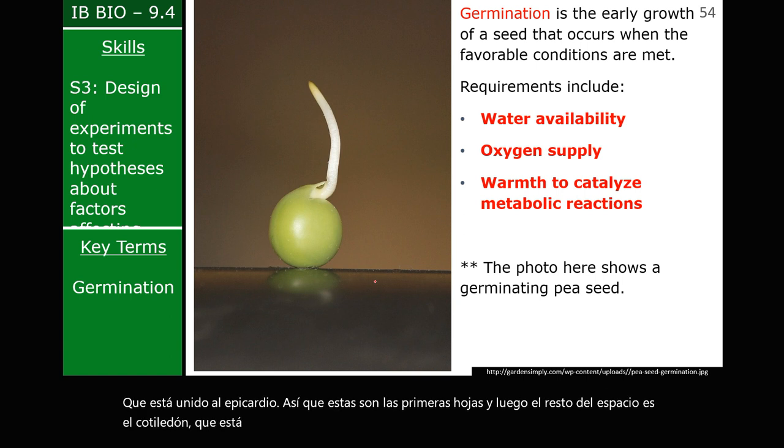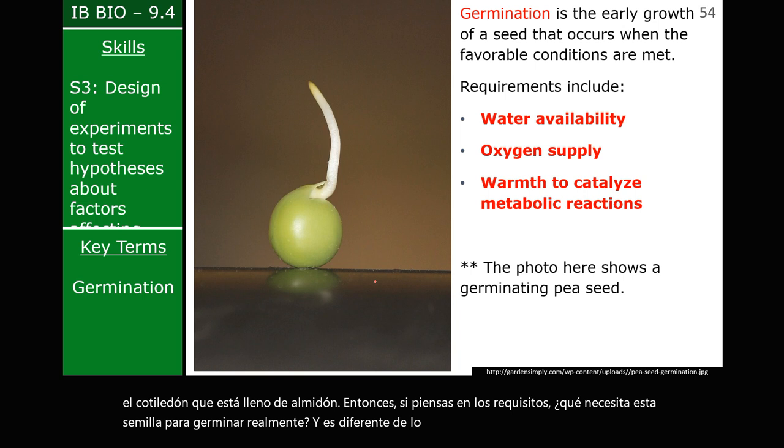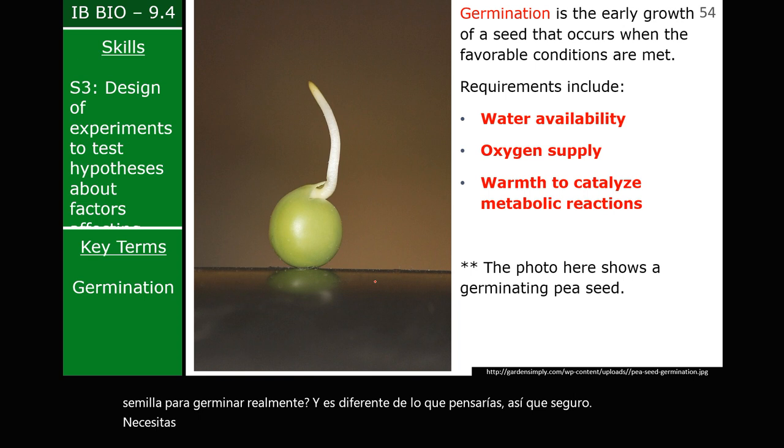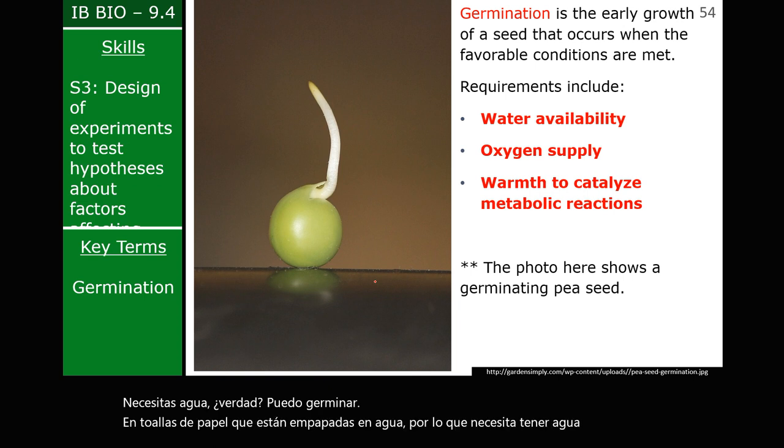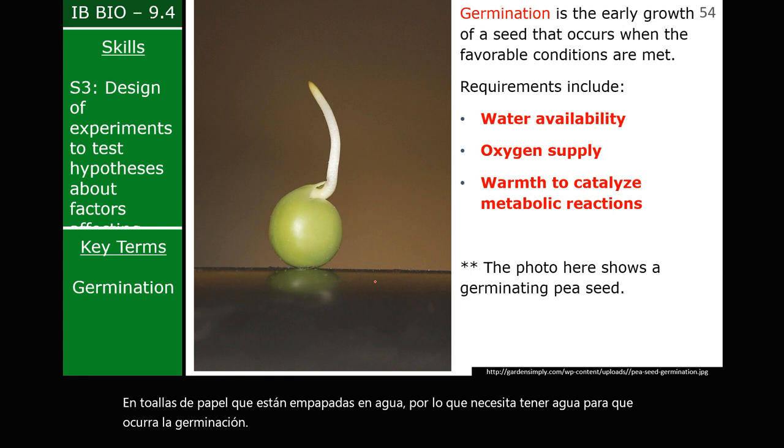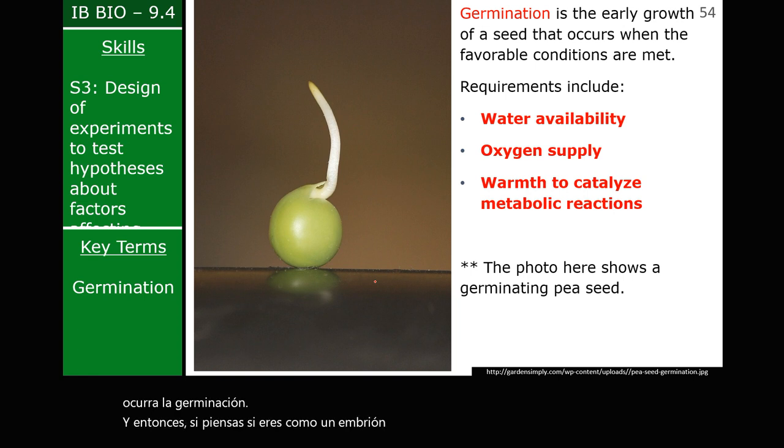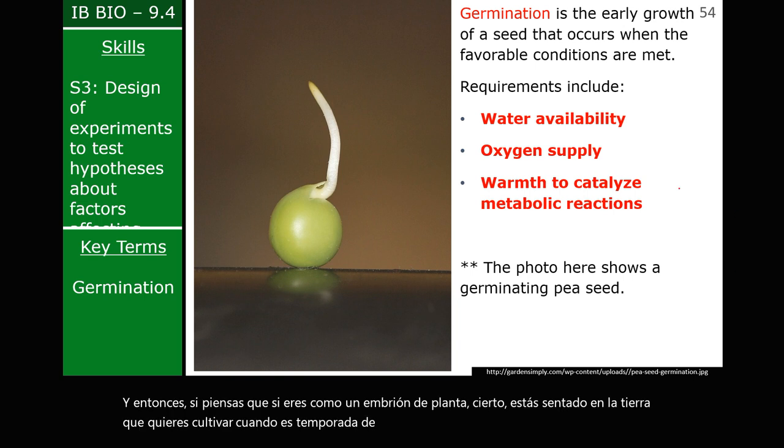So if you think about the requirements, what does a seed need to actually germinate? And it's different than what you'd think. So for sure, you need water. I can germinate a bean in paper towels that are soaked in water. So you need to have water in order for germination to occur. And so if you think of yourself as a plant embryo sitting out there in the dirt, you want to grow when it's the rainy season, but you also want to grow when it's warm. So ideal temperature and water availability are going to be required for germination.